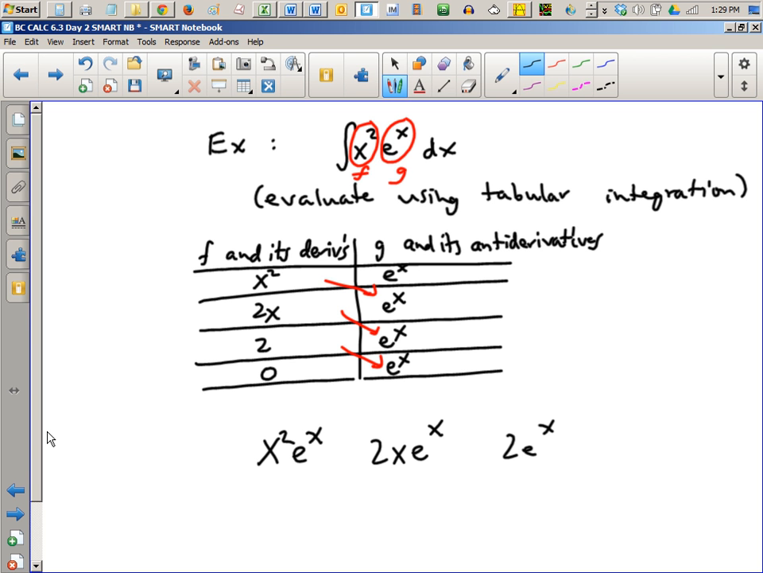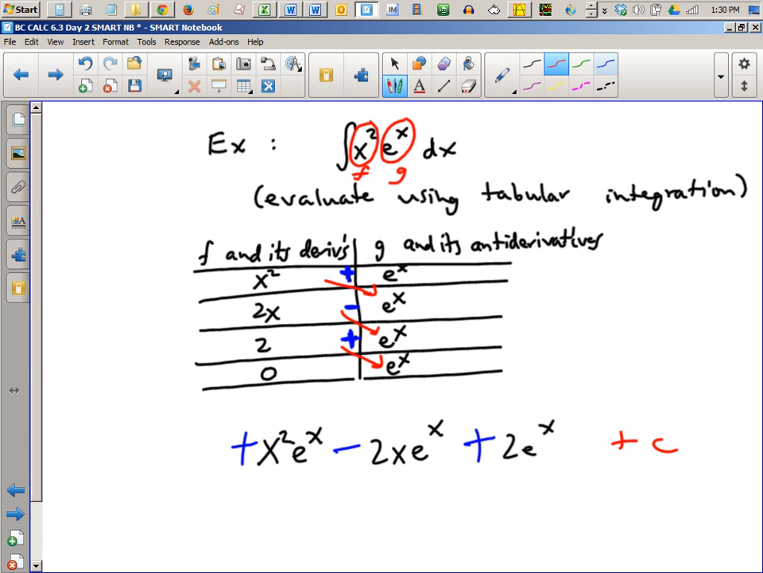And then here's the tricky step. Then you're going to put a plus, minus, plus, alternating signs going down. So I'll do that in blue. Plus, minus, plus. You always start with positive. And these become the signs of the individual products that you have. So this will be positive, and this will be negative, and this will be positive. And don't forget the plus c. That's the answer.